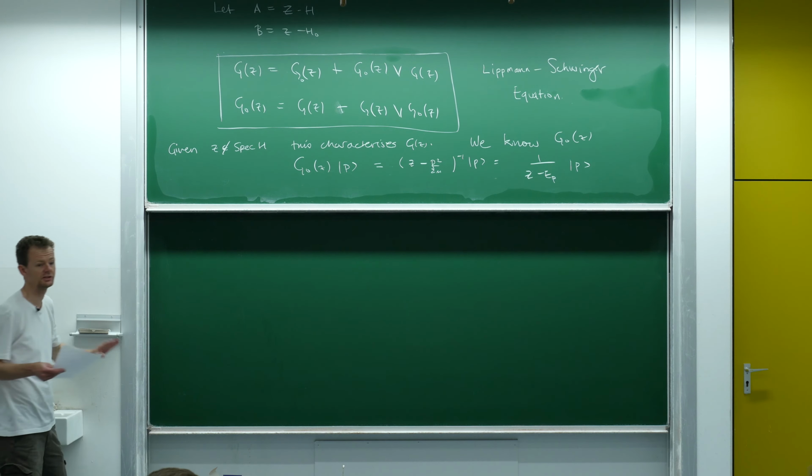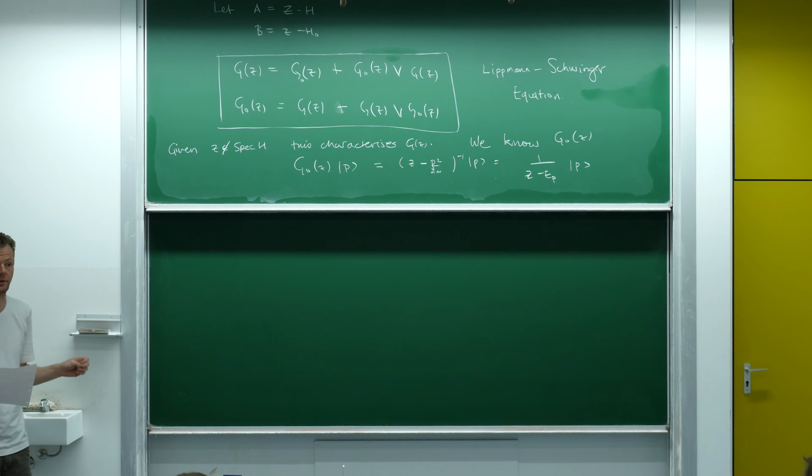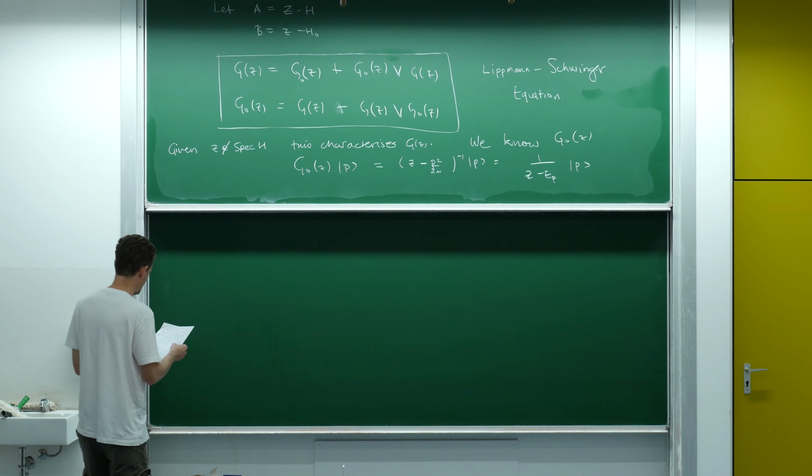To really exploit the smallness of v, we're going to introduce another operator. This is not just because v is small. We're going to introduce it because it connects a bit more directly with things we can measure in experiments.